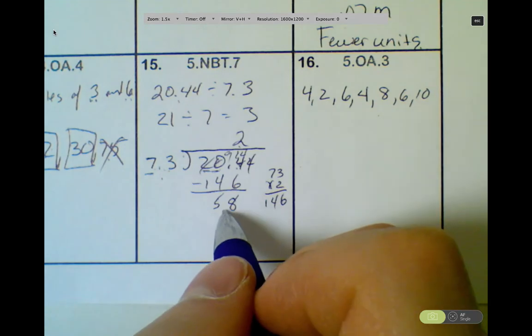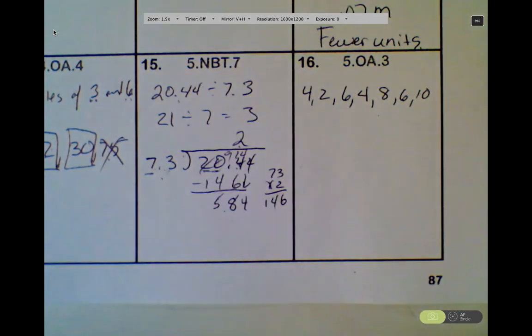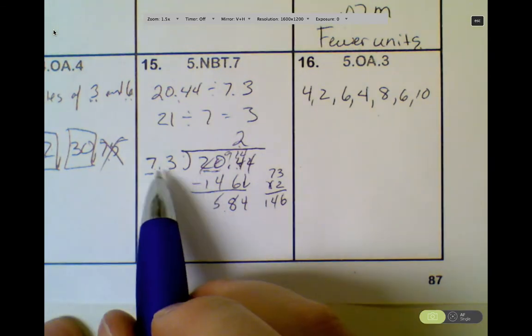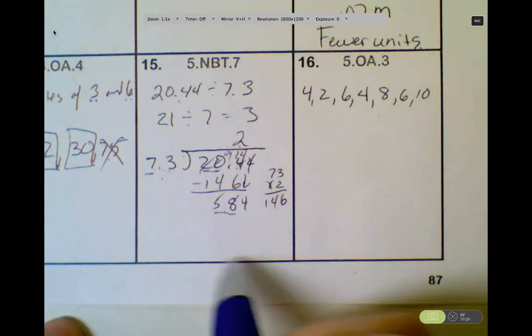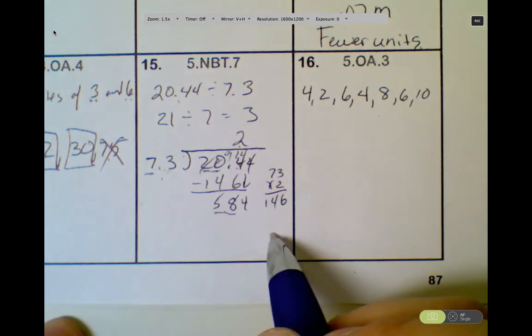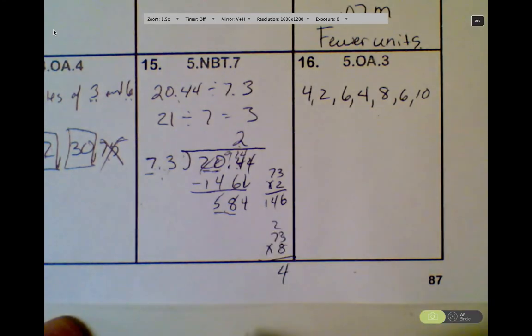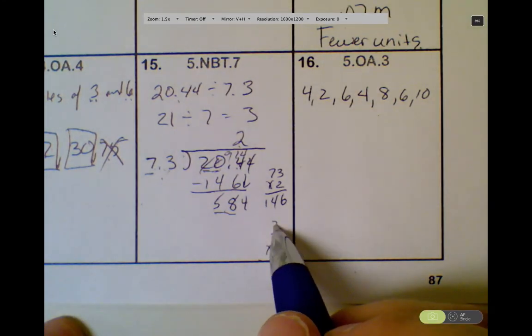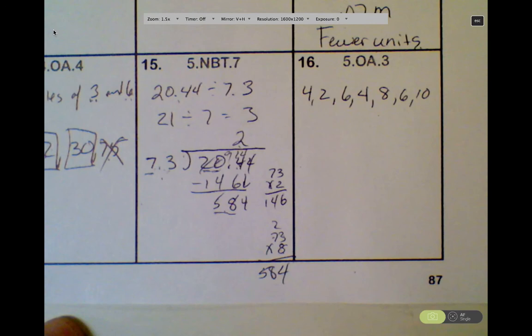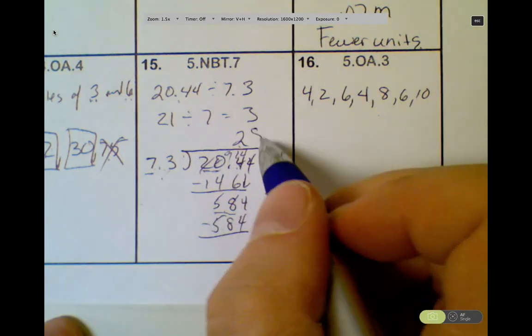58 as a remainder. 58 is smaller than 73. I can bring down my next number. And 7 goes into 58 8 times. So I'm going to come over somewhere else where I have a little more room. 73 times 8, and give that a try first. 8 times 3 is 24. Carry my 2. 8 times 7 is 56. Plus 2 is 58. Hey, look at that. Gives me 584. Put my 8 up here.